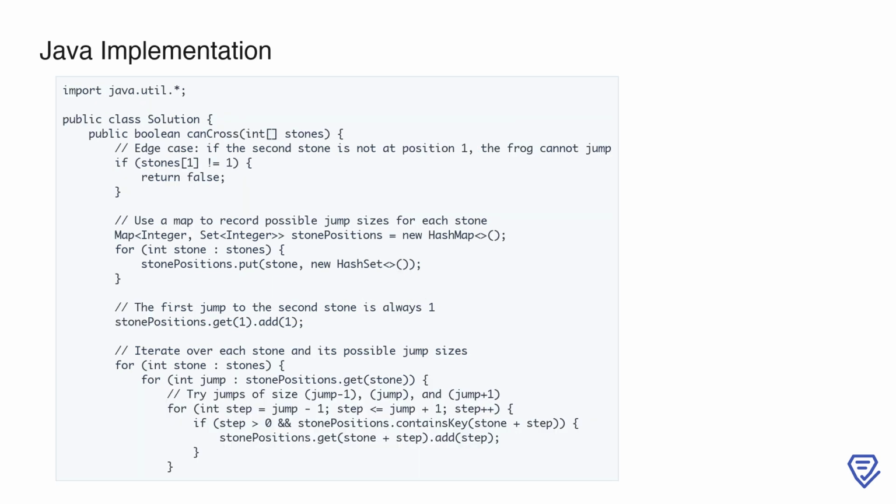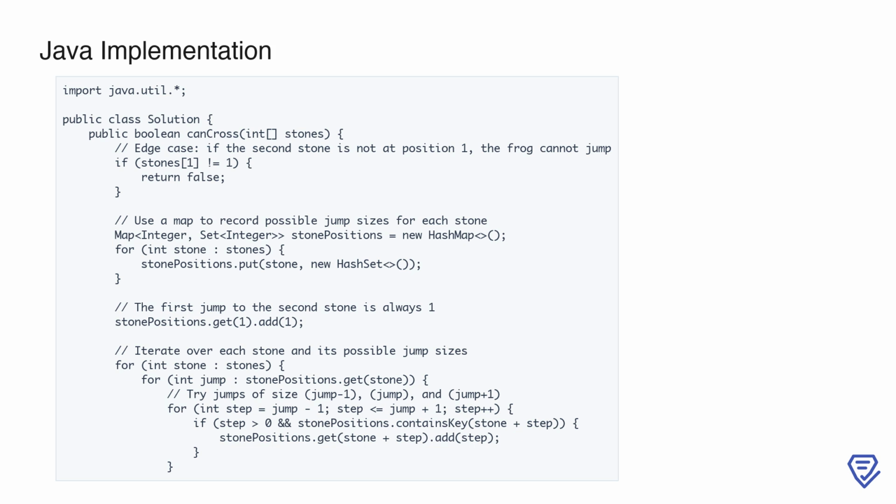Here, we start by importing the necessary utilities and defining our solution class with the method canCross. The input is an array of integers representing the positions of stones in the river. The first thing we handle is a simple edge case. If the second stone is not at position 1, the frog cannot make the first jump, so we return false immediately. After that, we initialize a map to keep track of the possible jump sizes for each stone. The keys in this map represent the positions of the stones, while the values are sets that store all the jump sizes the frog can use to reach that specific stone. We populate this map with all the stone positions, associating each one with an empty set initially.